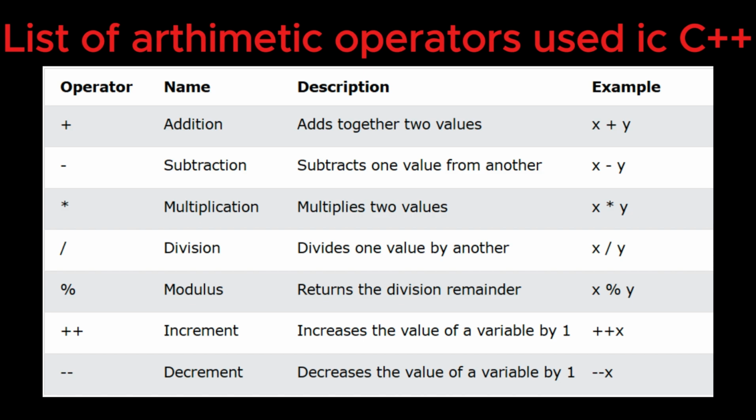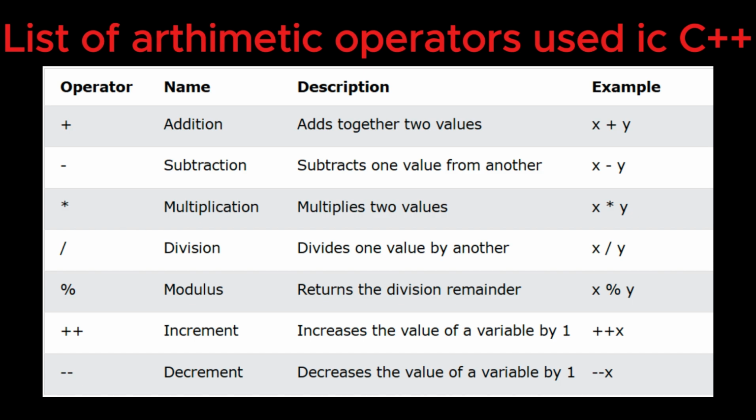The next one is division. In the description, it divides one value by another. In the example, we have x divided by y. And next, we have modulus. It returns the division remainder. Example, x modulus y. Here it will return the remainder after we divide x by y.